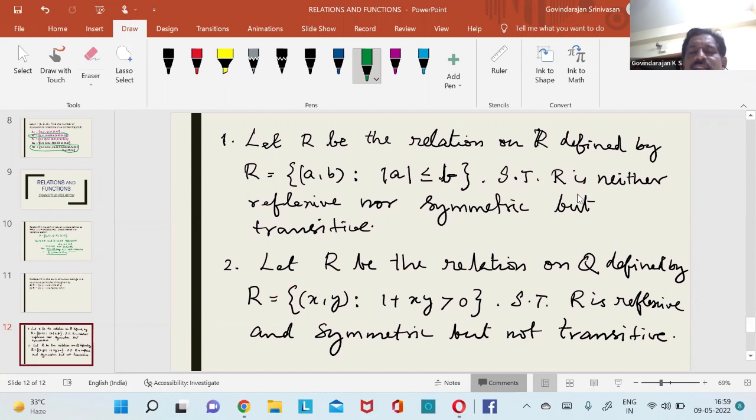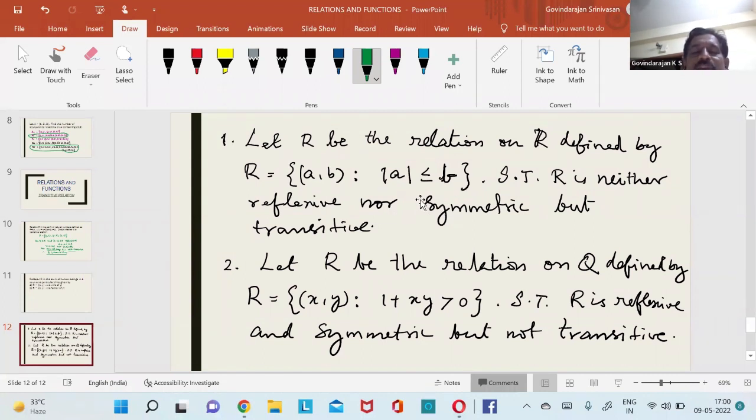Can anyone say that it is not reflexive? Not symmetric, not reflexive, but it is transitive. Transitive, of course, it is clear. For any real numbers, modulus of a is less than or equal to b, and b is less than or equal to c, means a must be less than or equal to c. The modulus of a is a positive number or 0, and it is less than or equal to b, so b should be a positive number. Then only this ordered pair is in the relation. Therefore, it is a transitive relation.